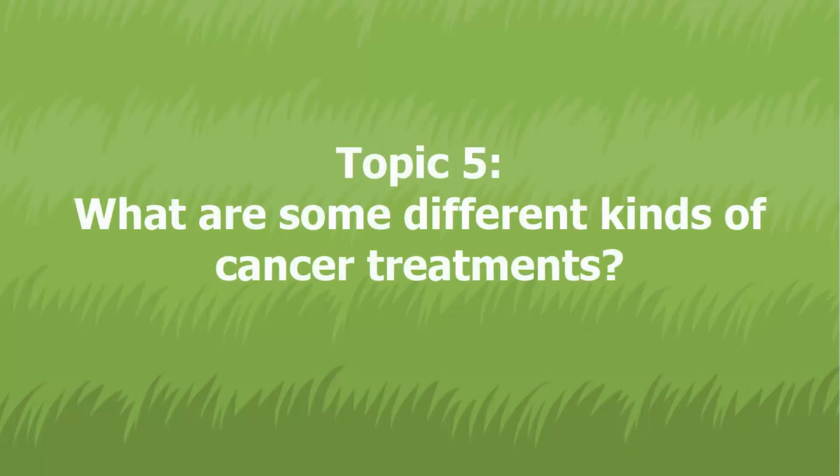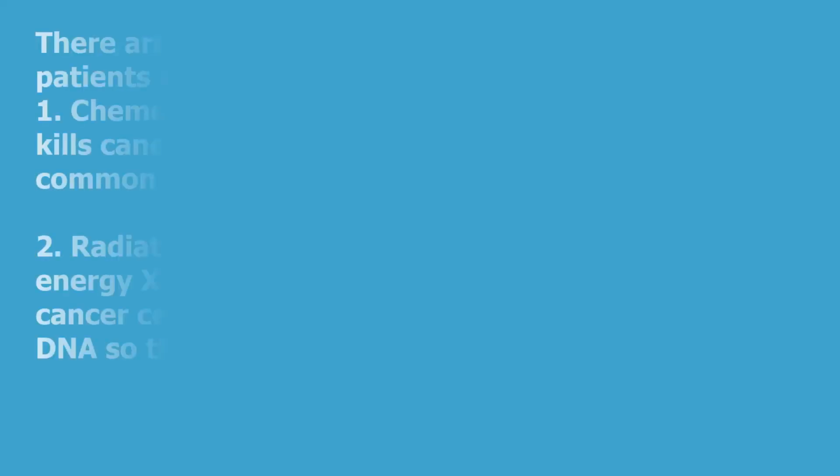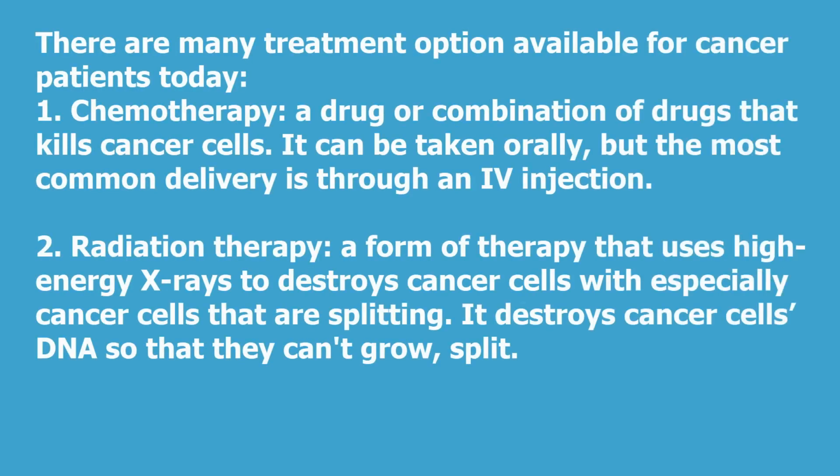Topic 5. What are some different kinds of cancer treatments? There are many treatment options available for cancer patients today. 1. Chemotherapy, a drug or combination of drugs that kills cancer cells. It can be taken orally, but the most common delivery is through an IV injection.